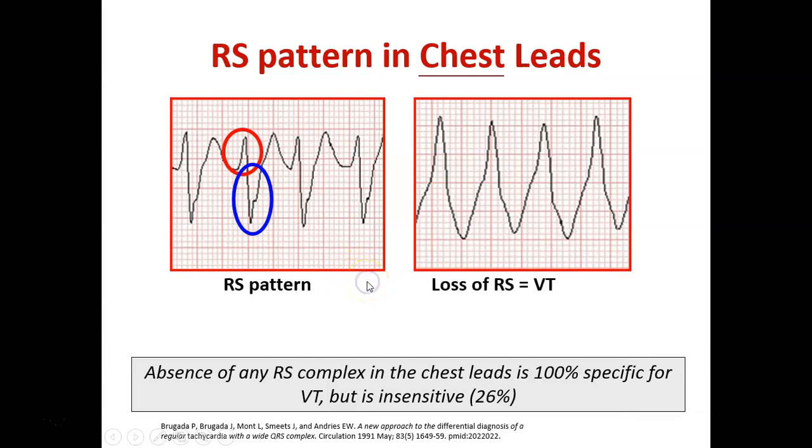this is in favor of ventricular tachycardia. This loss of RS may be positive or negative concordance, meaning all the QRS complexes are either in the positive direction or the negative direction, but the RS is lost. So this is extremely important. If you get a wide complex tachycardia with the loss of RS, your diagnosis most probably is ventricular tachycardia, because the absence of any RS complex in the chest leads is 100% specific for ventricular tachycardia, but maybe insensitive.